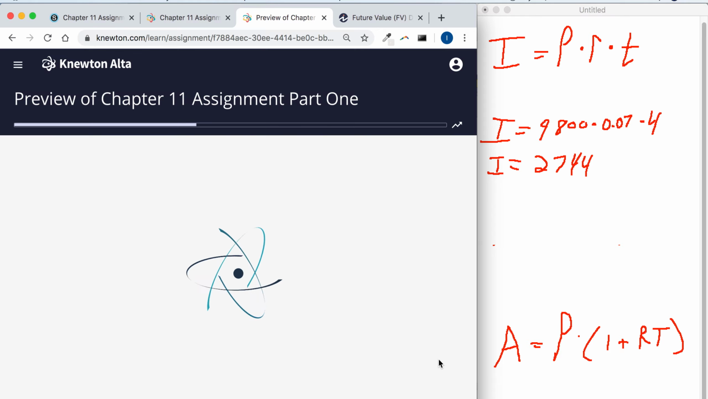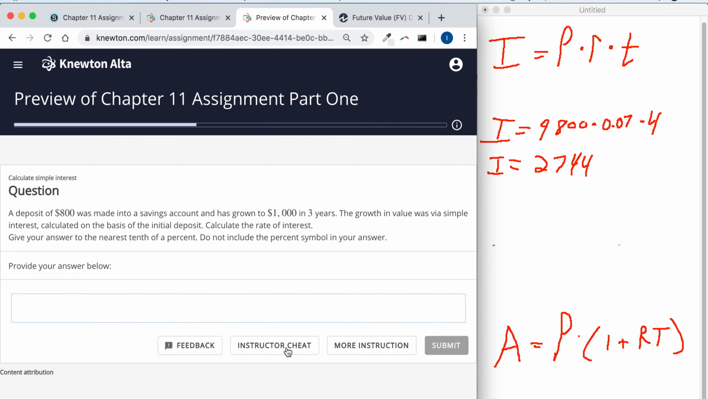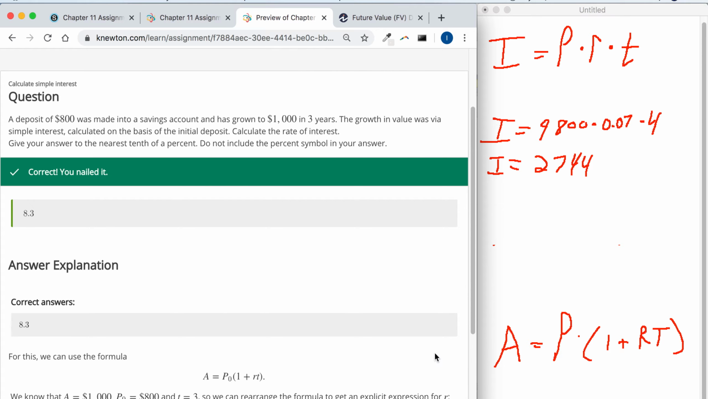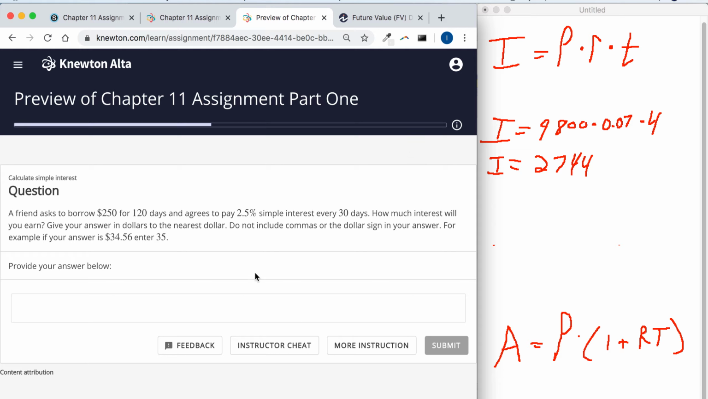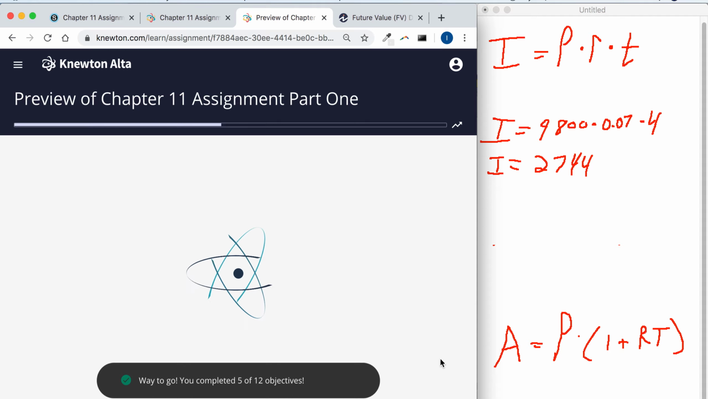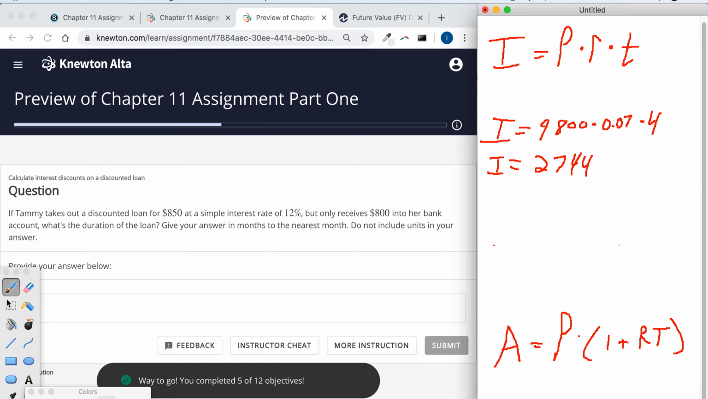All right, let's see if we can get that other question here. This is similar to what we just did, so let's skip that one. Just solving for R in that case. Plug everything in where it's supposed to go, solve for R. This one's still simple interest. How much interest will you earn? So that one's just solving for I. Okay, here's the one I want to get to.